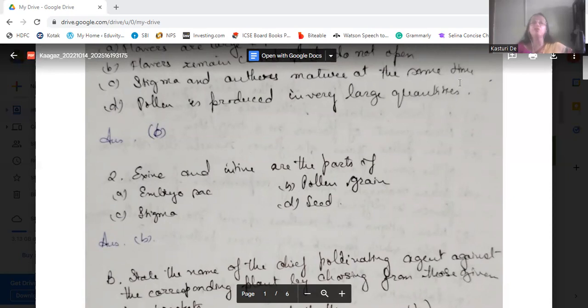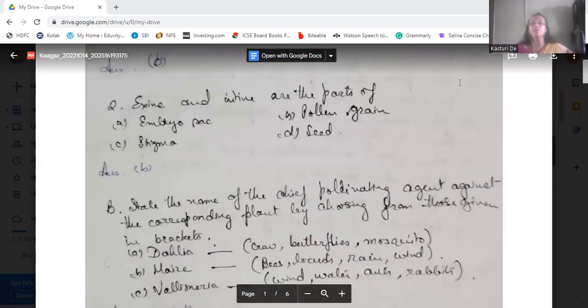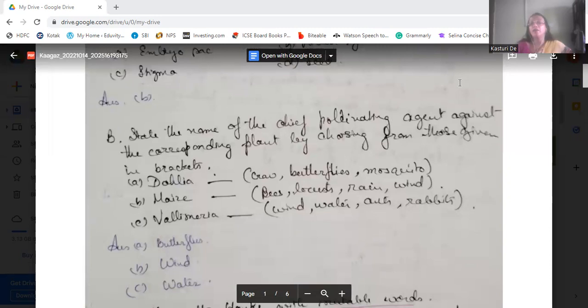Then state the name of the chief pollinating agent against the corresponding plant by choosing from those given in the brackets. Dahlia is pollinated not by crows, not by mosquitoes, but by butterflies. So the answer will be dahlia pollinated by butterflies. Maize is pollinated by wind. It's a wind pollinated plant, not by bees, locusts or rain. Vallisneria is a water pollinated plant. It's not pollinated by wind, ants, or rabbits. It's pollinated by water.